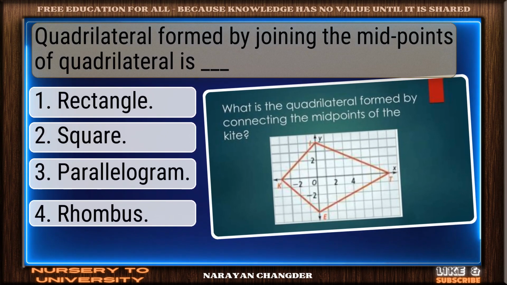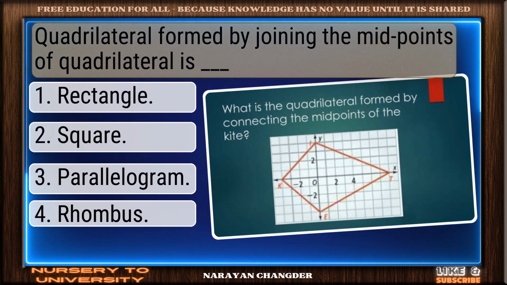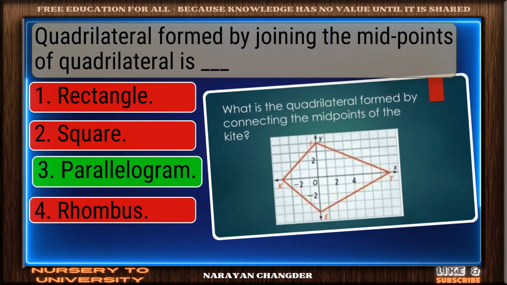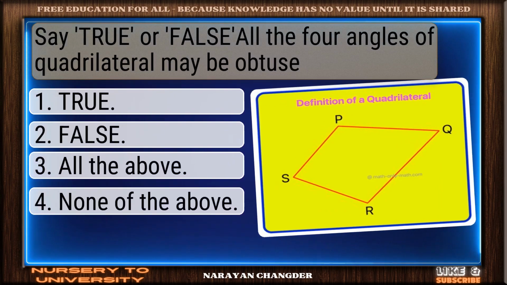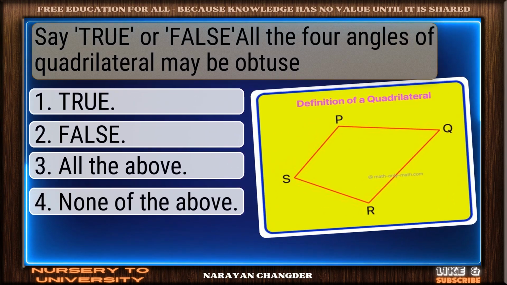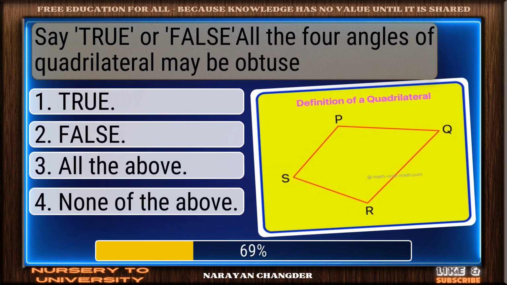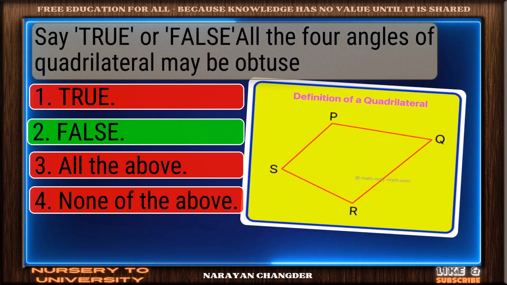Question number 65. Quadrilateral formed by joining the midpoints of a quadrilateral is dash. Great thinking. Parallelogram is the right choice. Question number 66. Say true or false. The four angles of a quadrilateral may be obtuse. On track. False is the correct answer.